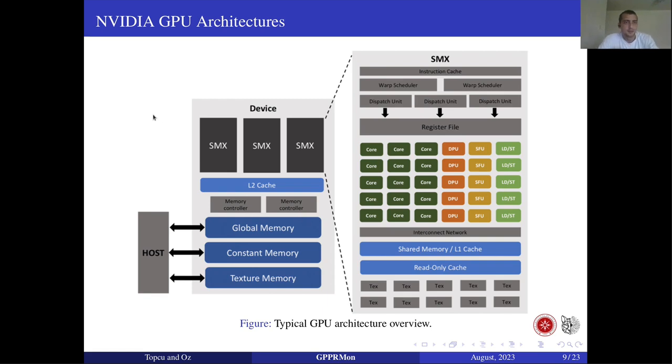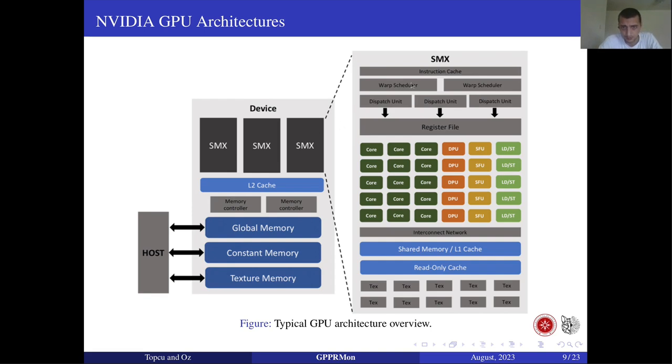This is a typical NVIDIA GPU architecture. Inside the NVIDIA GPU device, there are streaming multiprocessors, and the L1 data cache is located on those streaming multiprocessors. There are the L2 cache and global memory. These are the main memory components. However, there are also constant and texture memory units.